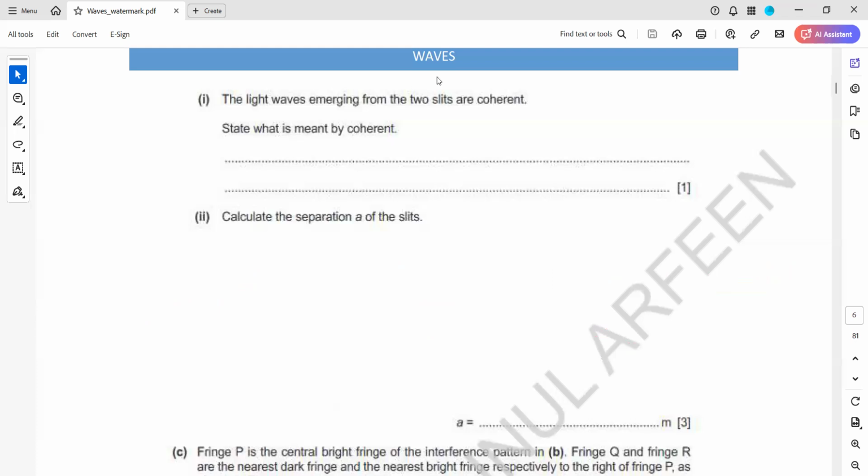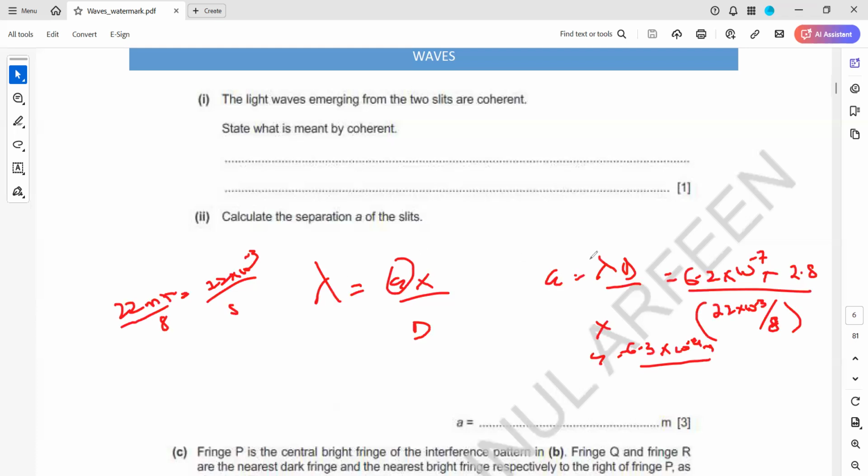6.2 × 10^-7 is the wavelength. D is the distance between the screen and the slit, and x is the spacing. x is the fringe spacing.